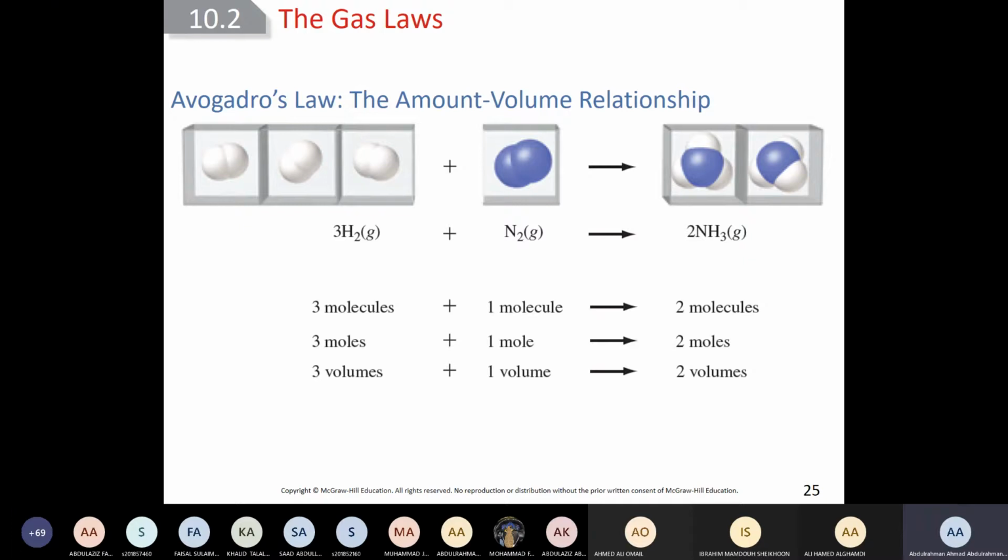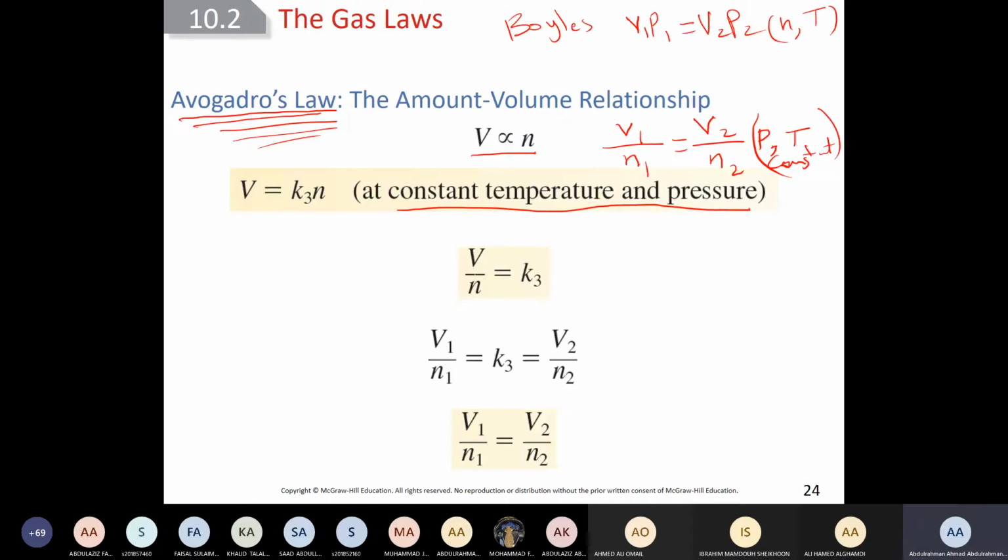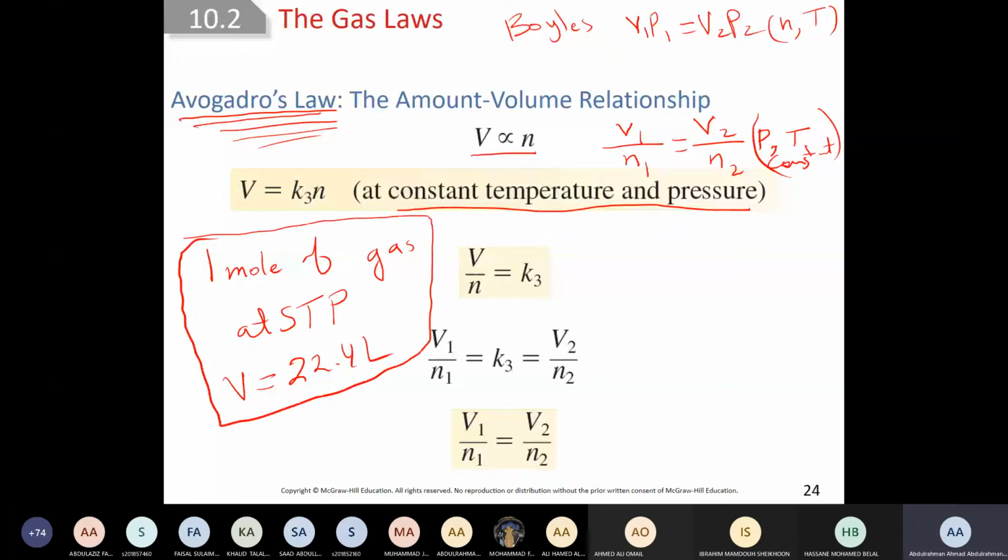Now, one more thing. I also told you last time, don't forget this. If we have 1 mole of gas at STP, what's the volume of the gas? 22.4. Yes, you must memorize this number very, very well. 1 mole of a gas at STP, volume is 22.4.